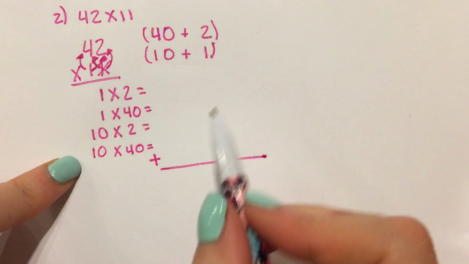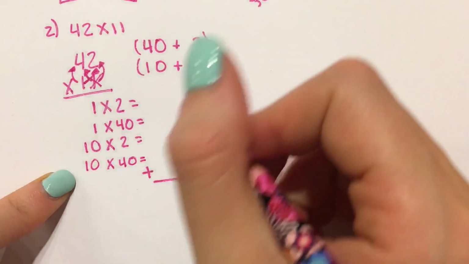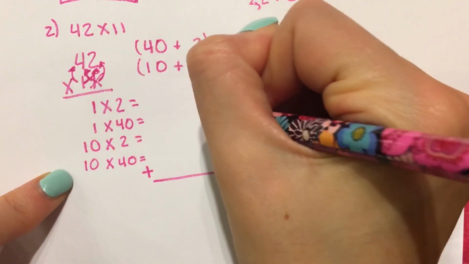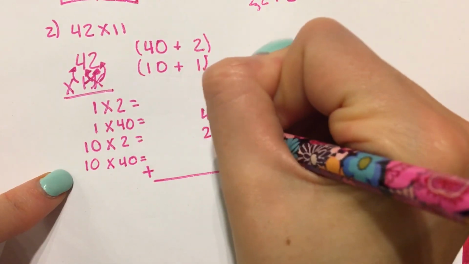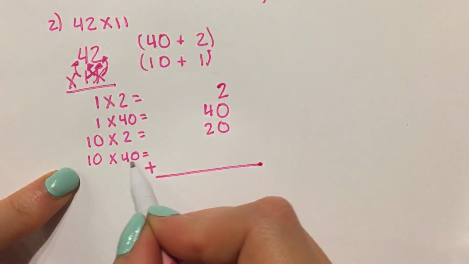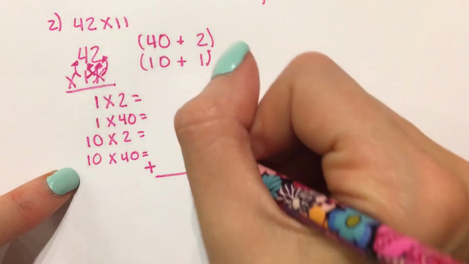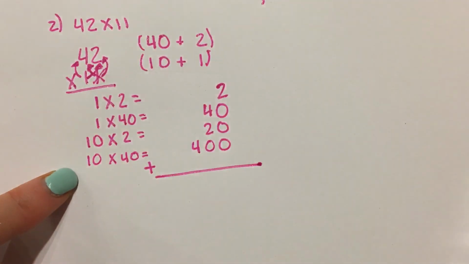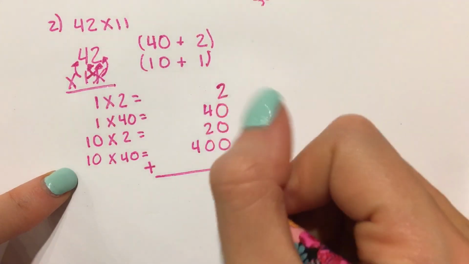I'm just going to go ahead and set this up now, make it easier for myself. So 1 times 2, that's 2. 1 times 40, that's 40. 10 times 2, that's 20. And 40 times 10, that's 400. If you don't know that anything times 10, you're putting a 0 on the end. You might do 1 times 4, which gives you 4, and then you might add your 2 zeros that are left over. Either way, you're going to get the same answer. 2 plus 0 plus 0 plus 0 gives me 2.